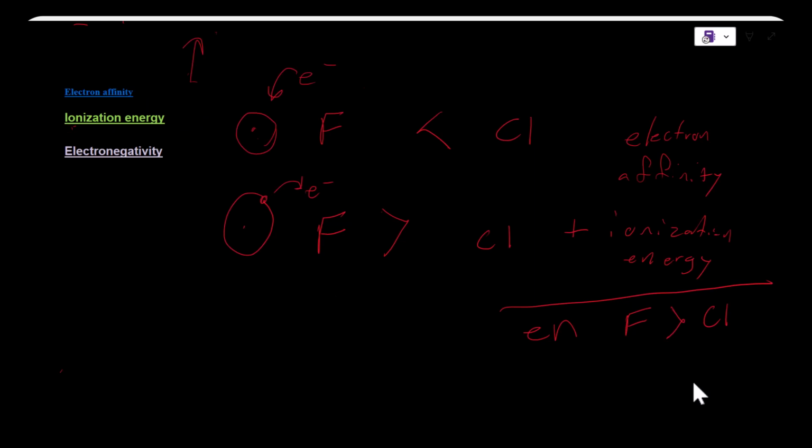Ionization energy is the amount of energy that's required to remove an electron. These are properties of a single atom. When we add both of these properties up, we have the electronegativity, and the electronegativity is the ability to compete with other atoms to attract electrons in a molecule.